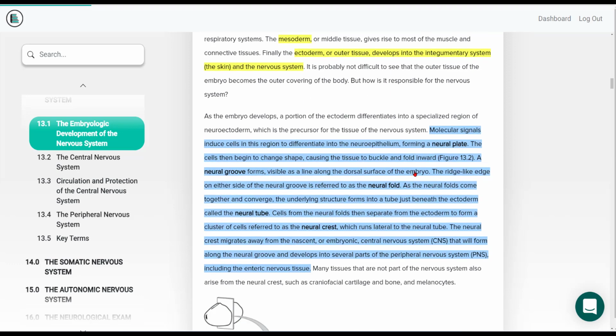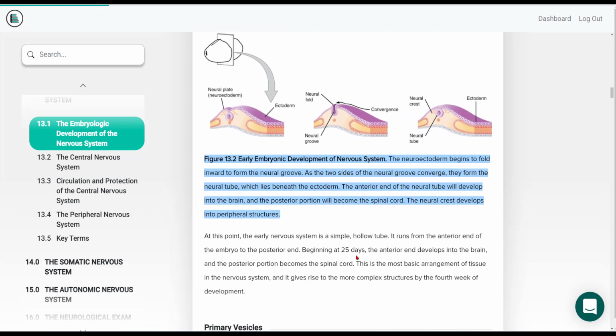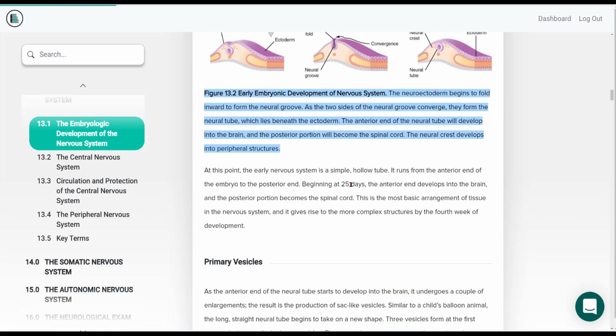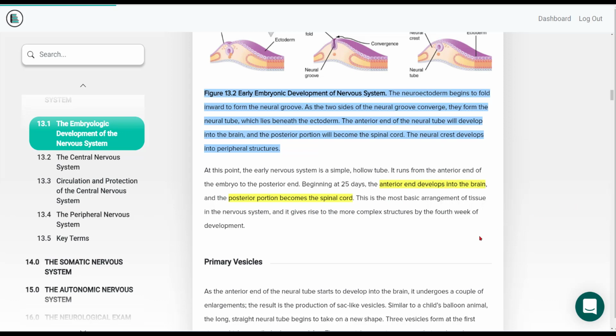So again, the blue areas we're not going to worry about. It describes the very, very earliest signs of how this occurs, and we're not going to go into that embryology. But just know that at about the 25th day post-conception, the nervous system is now broken up into 2 basic parts. You have the anterior portion and the posterior portion. The anterior portion will eventually become the brain, and the posterior portion of this early nervous system will go on to form the spinal cord. Not hard to imagine as you think of the brain being more anterior and the spinal cord being more posterior.